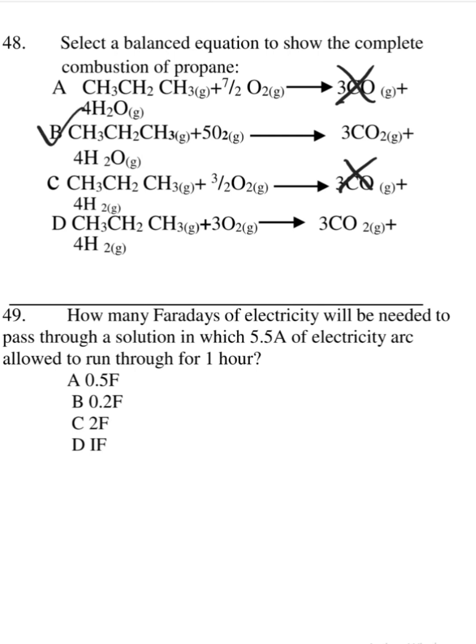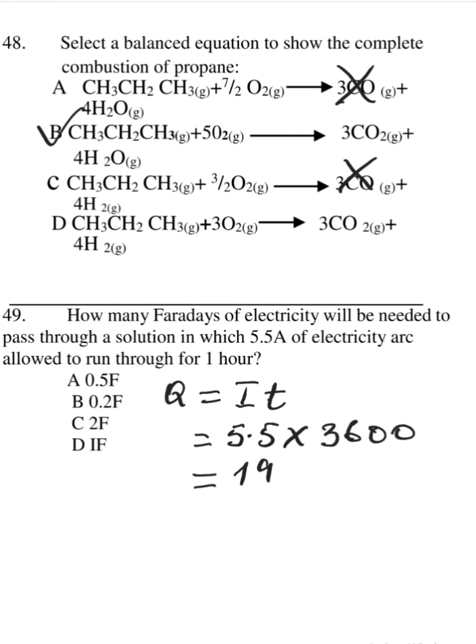In number 49, how many Faradays of electricity will be needed to pass through a solution in which 5.5 amperes of electricity are allowed to run through for 1 hour? Generally, in a question like this, we first get the quantity of electricity that is needed. It's given as Q equals IT, where I is the current in amperes, so 5.5 times the time, which must be in seconds. The time is said to be 1 hour, so 1 hour corresponds to 3,600 seconds, giving 19,800 coulombs of electricity.